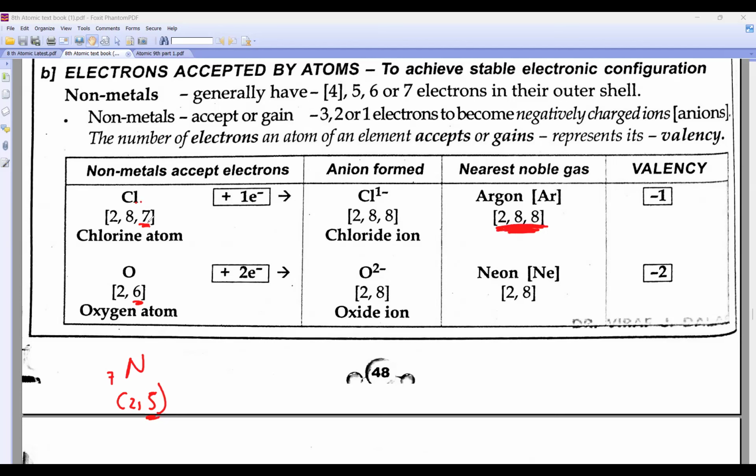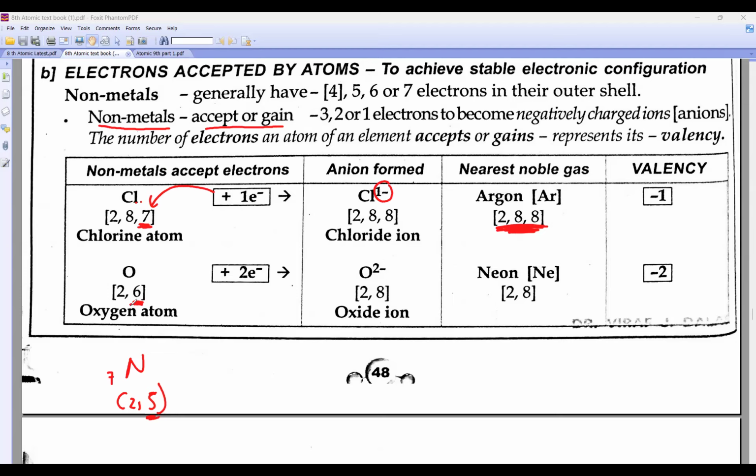Argon. So in order to become like argon, what does it have to do? Here it was 7 and here it is 8. So it will gain 1 electron, or not? Yes, sir. And it will form 1 minus. Why? Because what charge does an electron have? Negative. So if it gains 1 electron, the one who gains electrons is known as a non-metal. Non-metals always accept electrons.